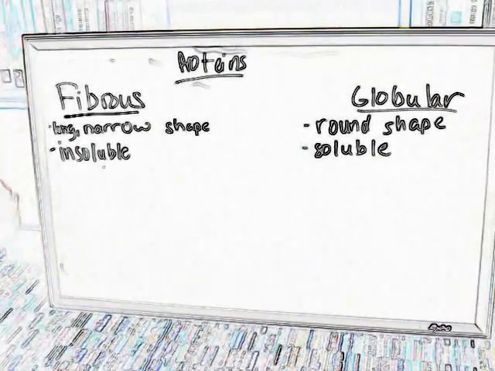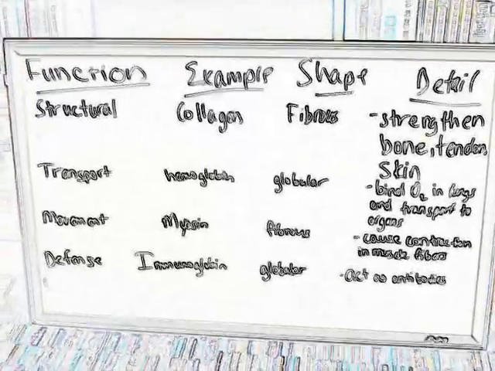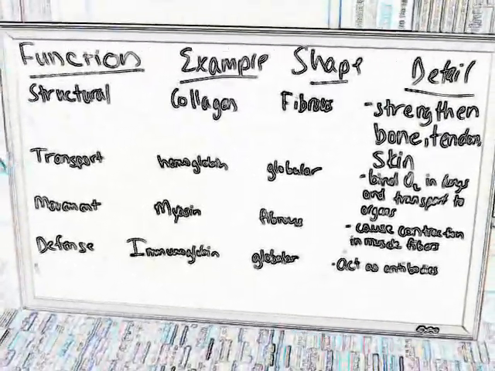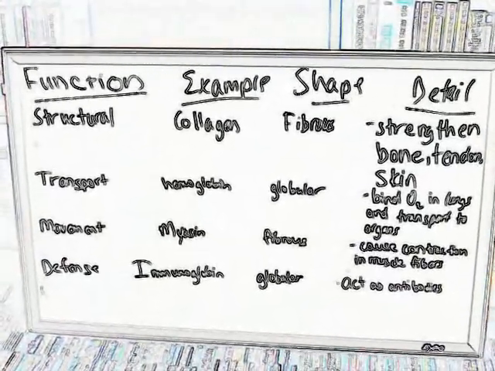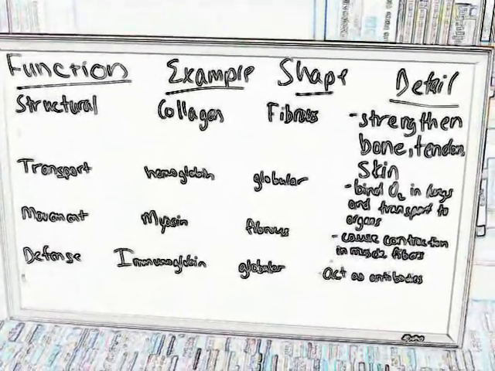There are two different types of proteins. So there are four main functions of proteins: structural, transport, movement, and defense. An example of structural is collagen, which is a fibrous protein. It strengthens bones, tendons, and skin.